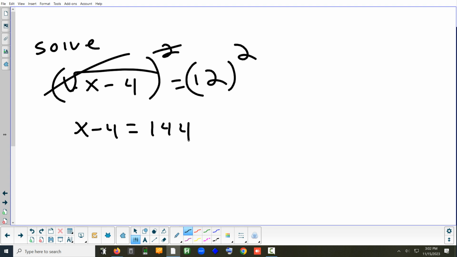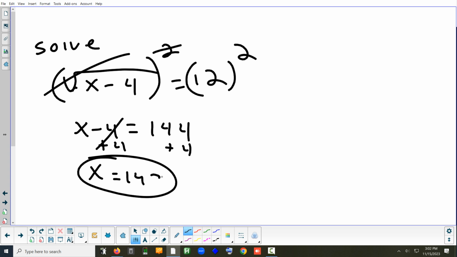And now the last step to get x alone, we just got to get rid of the minus 4 by adding 4 to the other side. Yeah, we'll do plus 4 on both sides. And what does that give you for x? 148. Okay, let's check it, make sure it works. If you take 148 and plug it in, what's 148 minus 4? 144. And what's the square root of 144? 12. And that's exactly what we have. So that works.